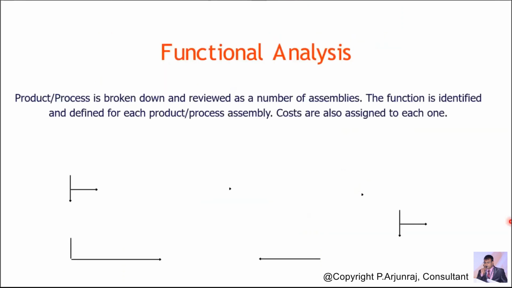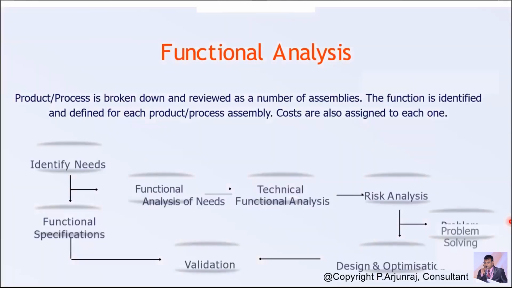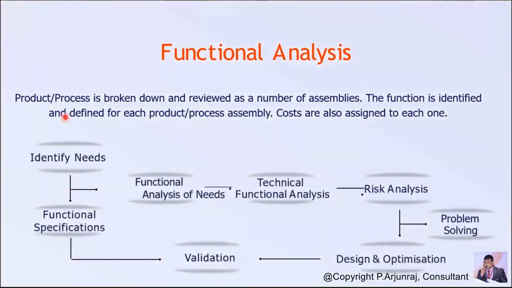So this is the function analysis basically. So function analysis can be applied to a product, and also it can be applied to a process. So here you are going to break down the manufacturing process into a number of assemblies. And here, when you are identifying the function for your assembly, the key question that you need to ask is what the process is all about.